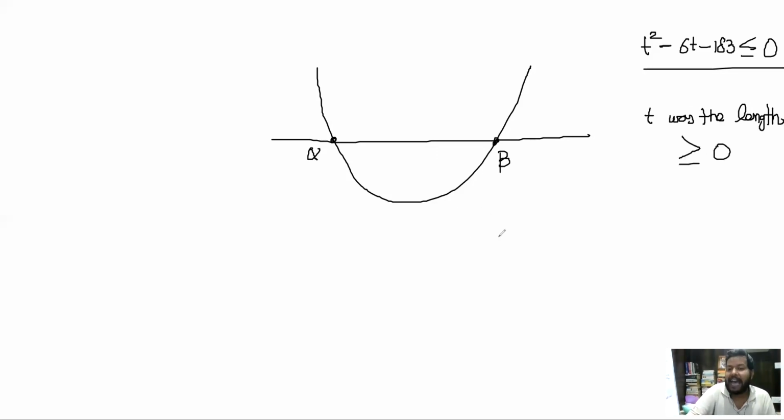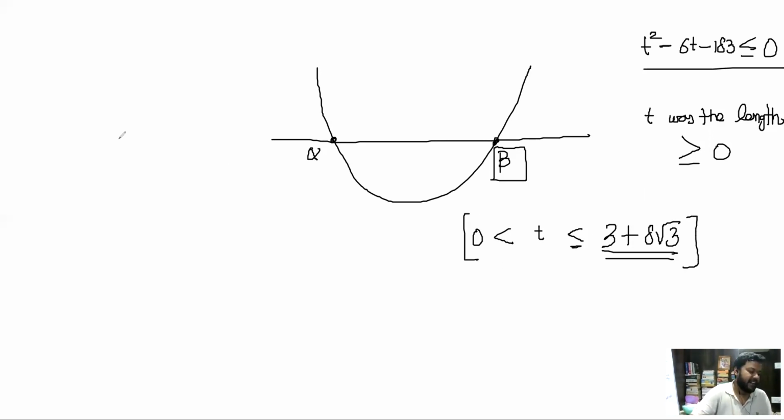So t values must actually lie between 0 and, well, 0 is just less than t, which is less than the positive root of this, right? So the positive root of this comes out to be 3 plus 8 root 3. 3 plus 8 root 3, right? Now, if t is between this, so now we already have a relation saying that XY is equal to t square minus 113, right? X square is equal to t square minus 113.